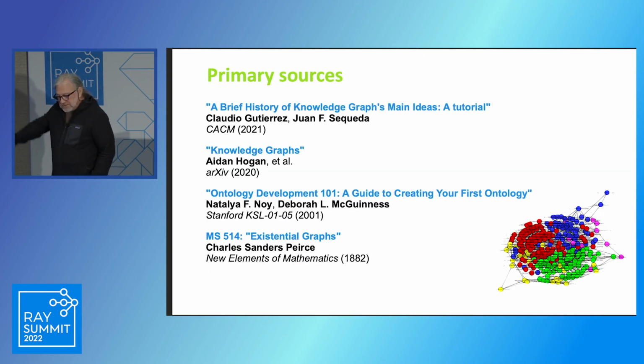So some good resources here, friend Juan Sequeda and also Claudio Gutierrez. They had a great survey of the history in ACM last year. Aidan Hogan and about 20 other authors have a really excellent paper from a couple of years ago that's a survey. And then the original paper was really Natasha Noy and Deborah McGuinness back at Stanford. And you can even go back in the 19th century and see Charles Sanders Peirce talking about knowledge graphs.